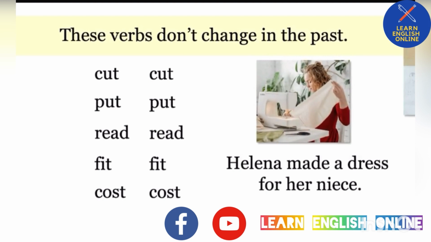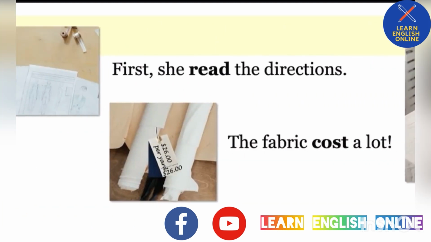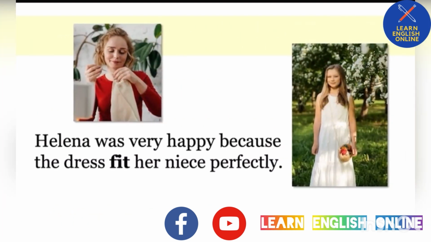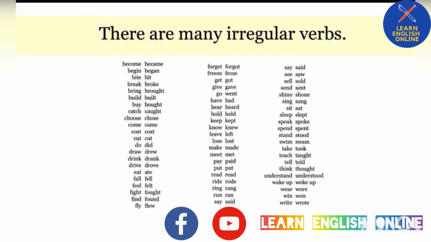Helena made a dress for her niece. First, she read the directions. The fabric cost a lot. She put the fabric on the table, then she cut it. Helena was very happy because the dress fit her niece perfectly. There are many irregular verbs in the simple past. This list shows a lot of them, but there are more. You learn them as you learn English.